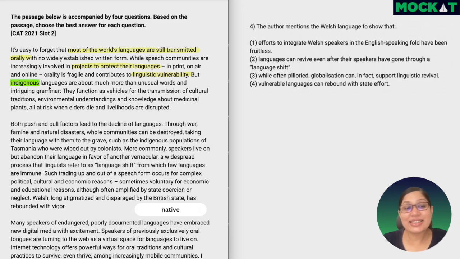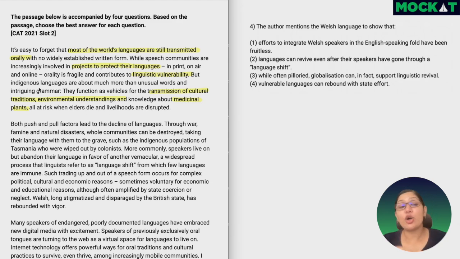But indigenous languages are about much more than unusual words and intriguing grammar. They function as vehicles for the transmission of cultural traditions, environmental understandings, and knowledge about medicinal plants, all at risk when elders die and livelihoods are disrupted.